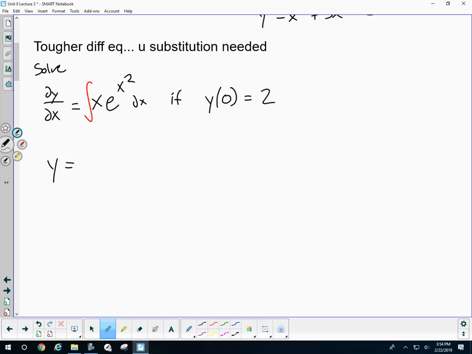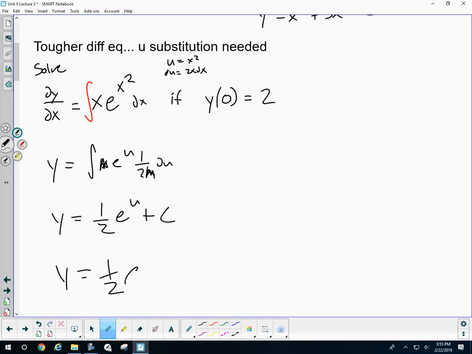And you just say y equals, all right, well, u is equal to x squared, du is equal to 2x dx. I guess I have to go through a little bit of u substitution. I'll have the antiderivative of x e to the u times 1 over 2x du. This is not new to us. It's just in a different form, and we'll have to find c. The antiderivative of e to the u is 1/2 e to the u. So I'd have 1/2 e to the u plus c, which is 1/2 e to the x squared plus c.